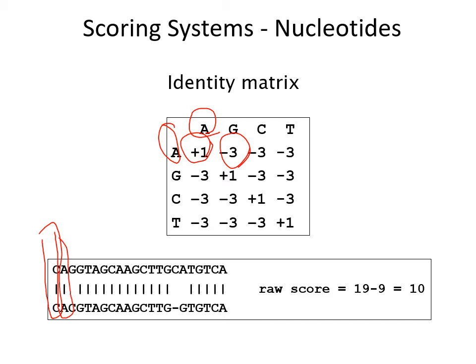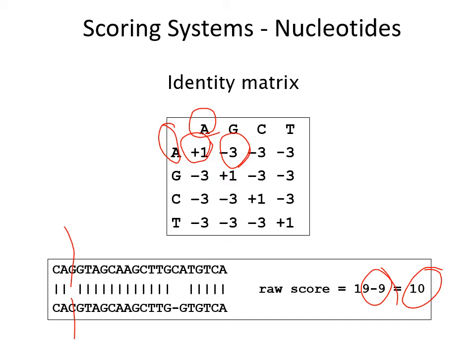But then you have a G. The third position, however, you have a G in the unknown and a C in the known. So that's not a match. So you would take a -3. And if you go all the way through this, what you find was there were 19 +1s and 3 -3s. So your max score, or your raw score, would be a 10.